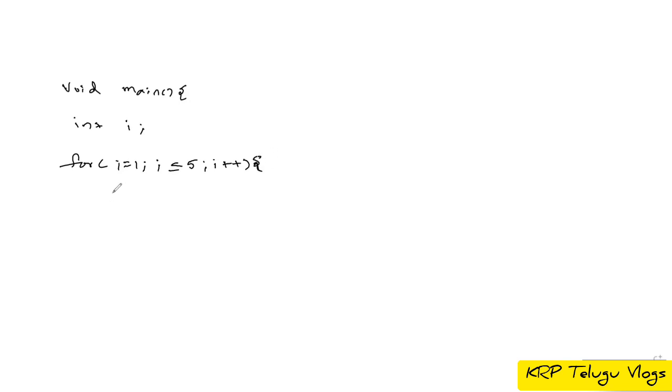So if I is less than 3, continue. Printf percentage d comma I. So now what will it print, basically? What is continue, what will it do?